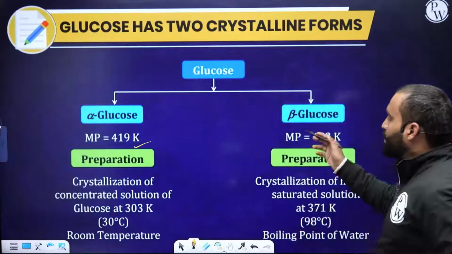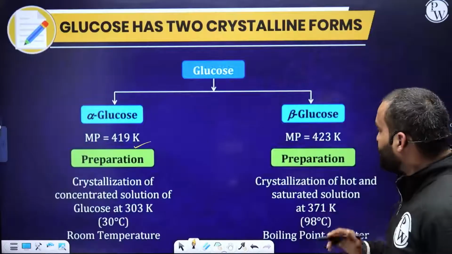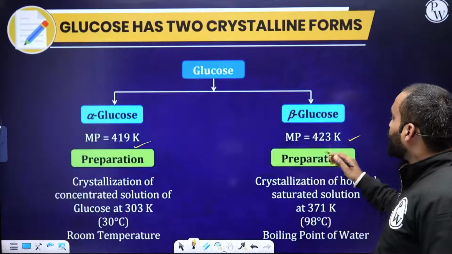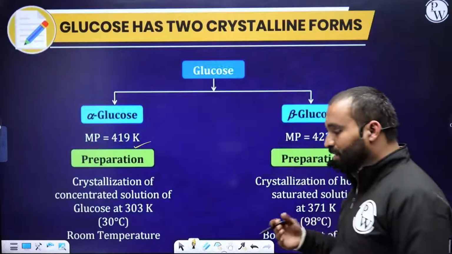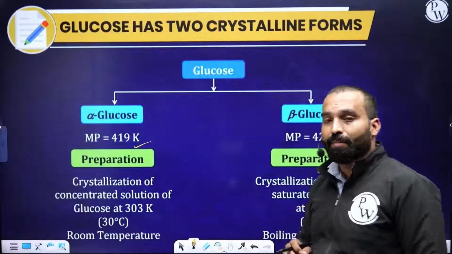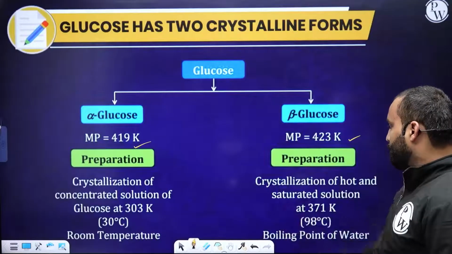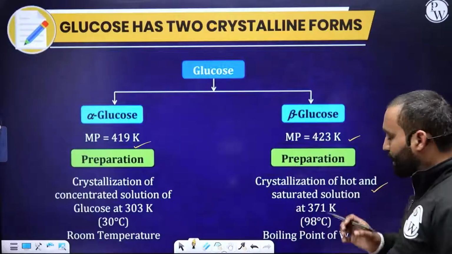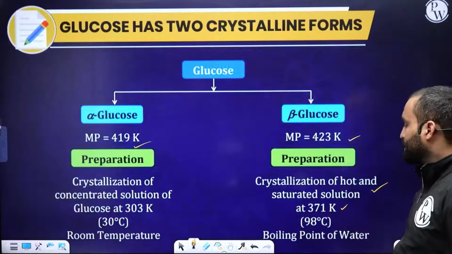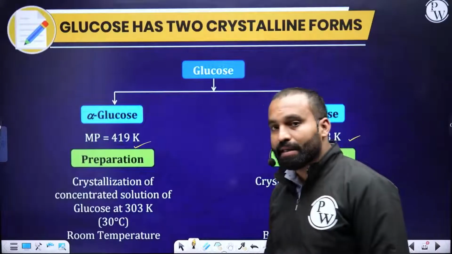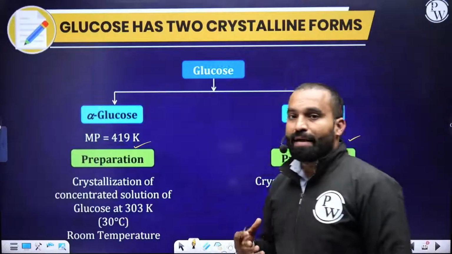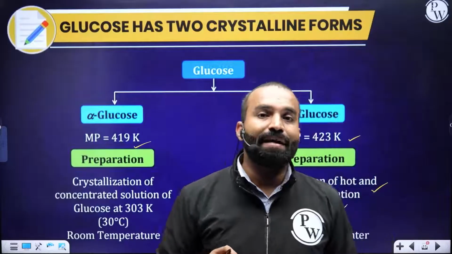But if you want to obtain beta glucose, I'll tell you what is alpha, what is beta here. Its melting point is not very different, just a 4 Kelvin difference, 423. Examiners can also ask you which one has the higher melting point. Beta glucose has the higher melting point, although the difference is not much. To crystallize this, we need to heat and saturate the glucose solution and then crystallize at 371, which is approximately 98 degrees Celsius. At that temperature, the isomer obtained will be beta glucose.